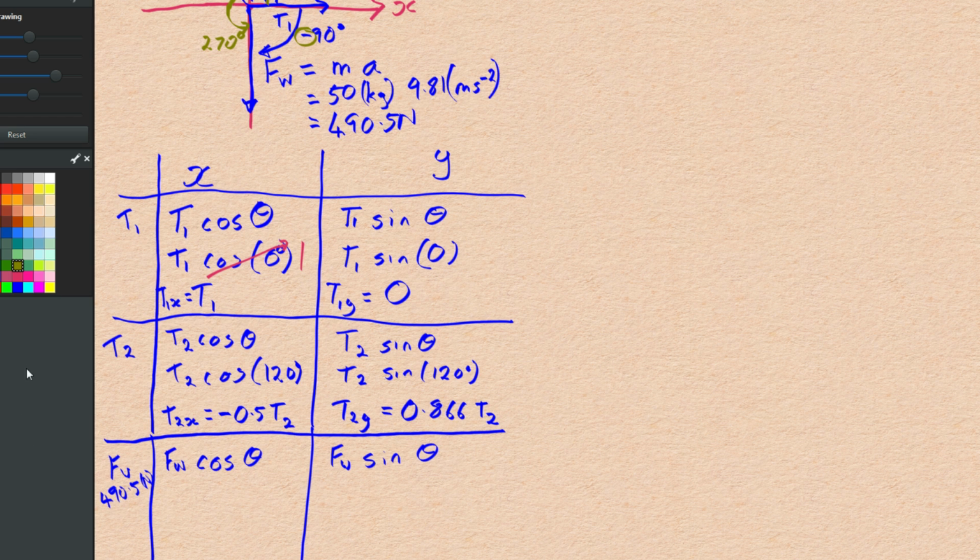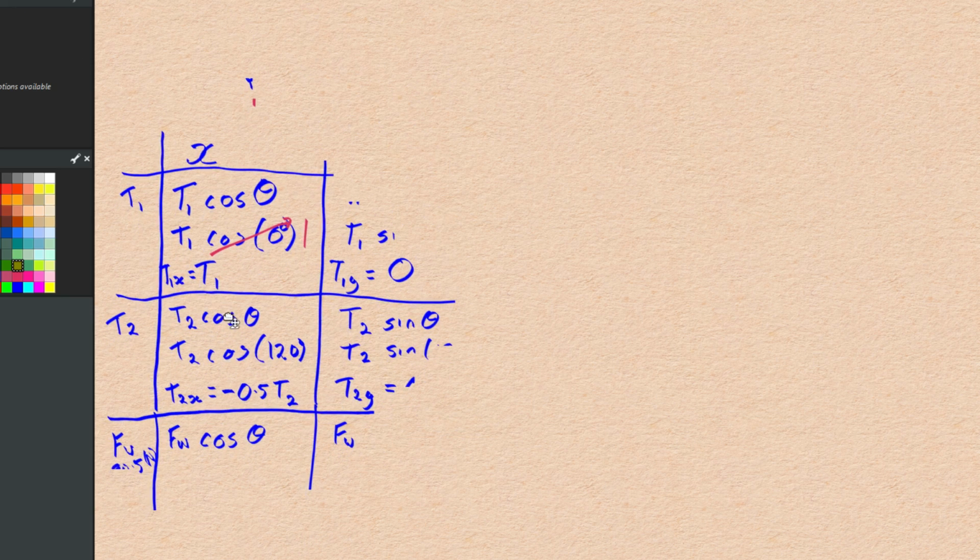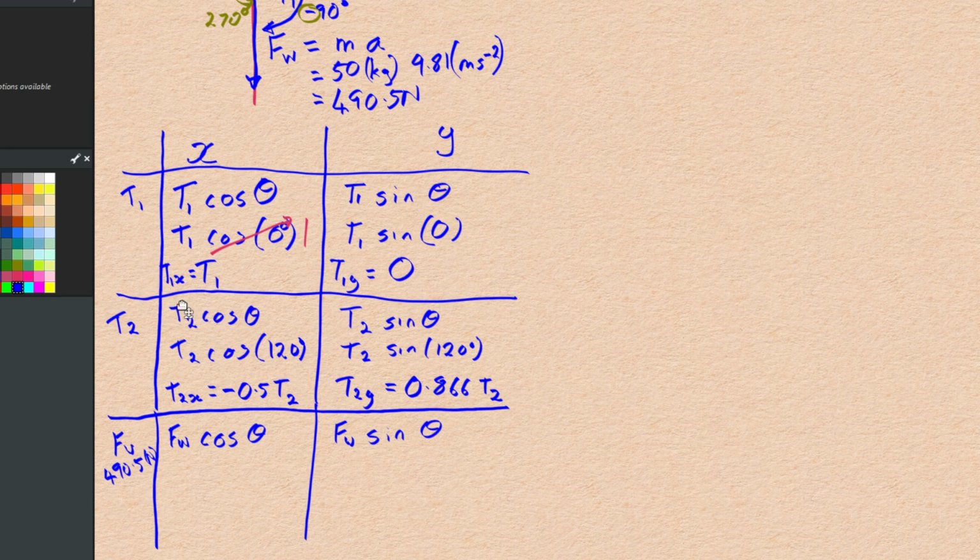Let's come down here again. So let's say we've got 270, just in case most people want to do it that way. Our weight force is 490.5, and we're going to find cos of 270 degrees. And our answer to that one will be 490.5 cos of 270, which is 0.